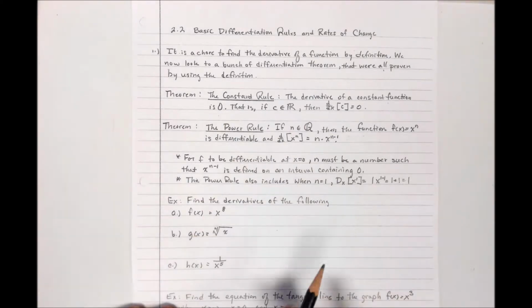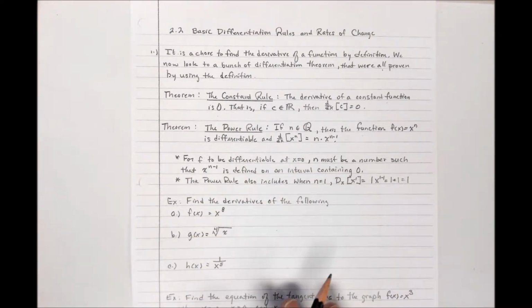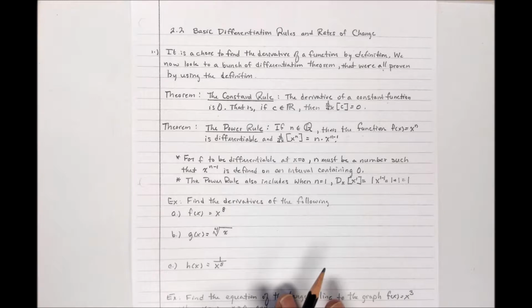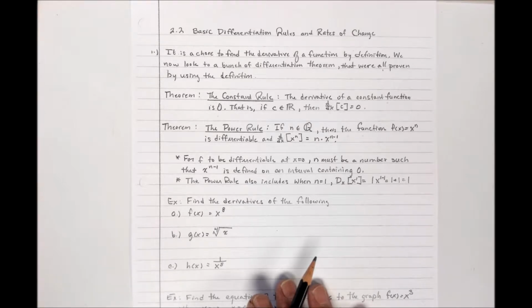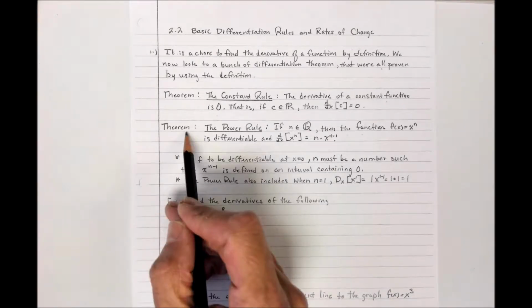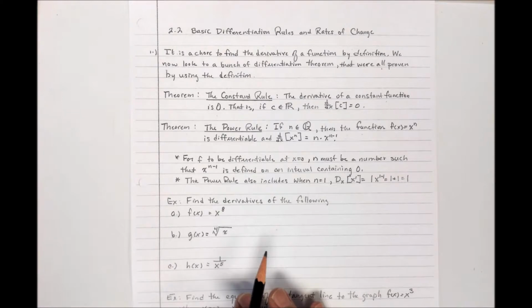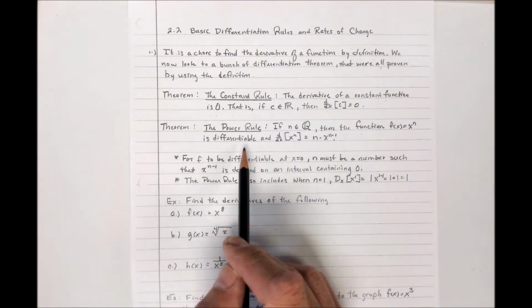It doesn't matter which constant. Derivative of pi, 0. Derivative of -99, 0. Derivative of a million is equal to 0. And this rule, along with the power rule, which is the next theorem, is going to come in plenty handy as we're going to be doing a lot of polynomials and such.